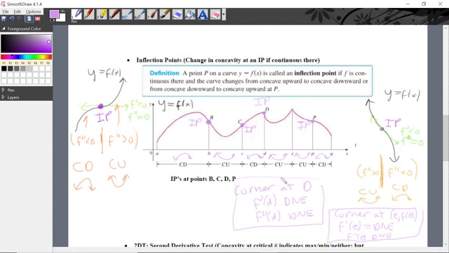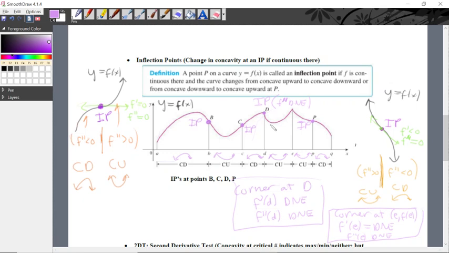Okay, so it is possible to have an inflection point. Okay, I'll draw more attention to this. It is possible to have an inflection point where the second derivative does not exist. Okay, but it's also possible for the second derivative to not exist, yet you don't have an inflection point.